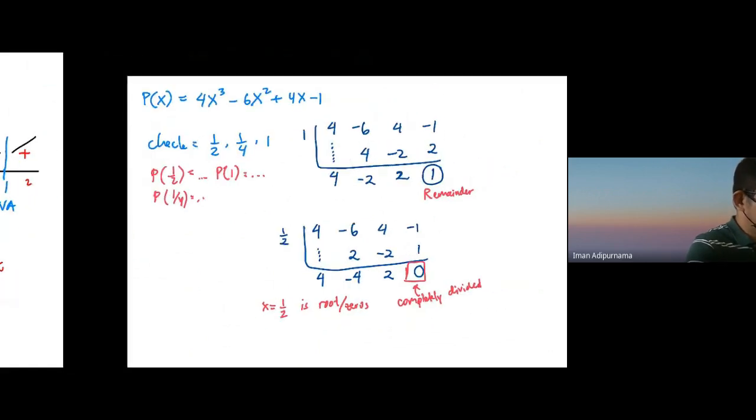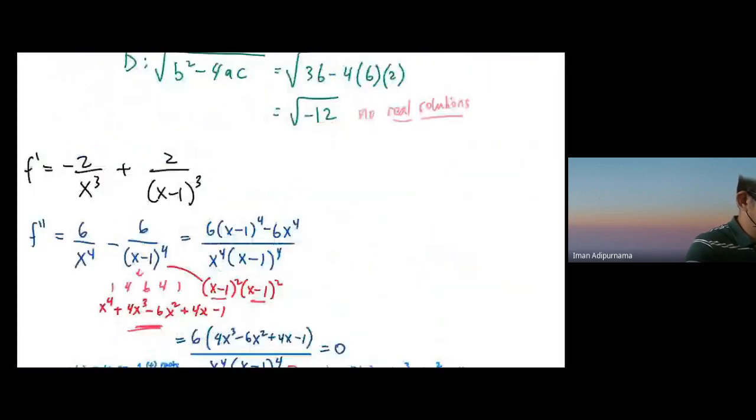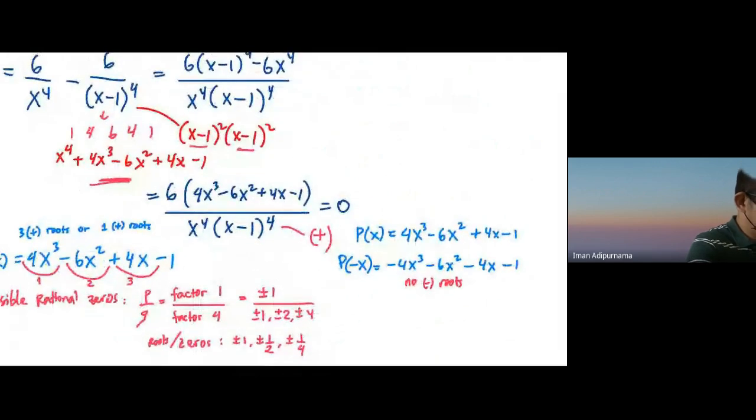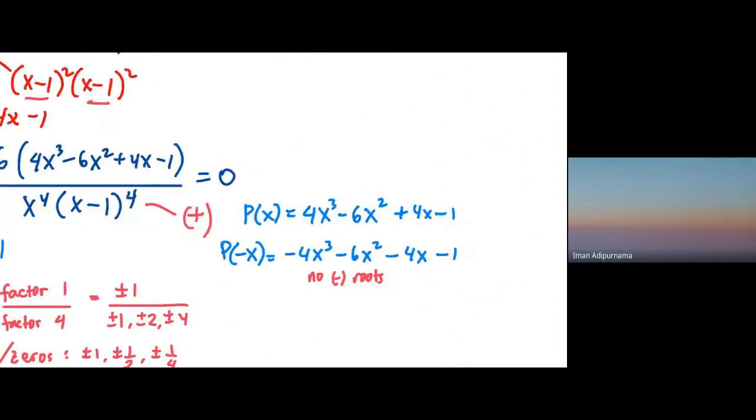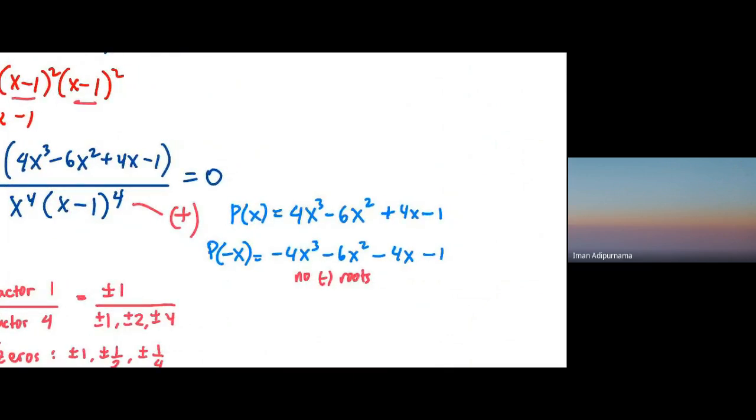So if we look back here, we have 3 positive roots or 1. If we check the possibilities from our zeros here, we only have 1 positive. Then we check the negative roots. We don't have negative roots. So where are the other 2? They will be our imaginary roots.